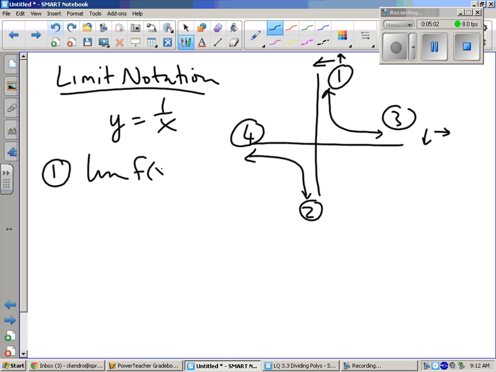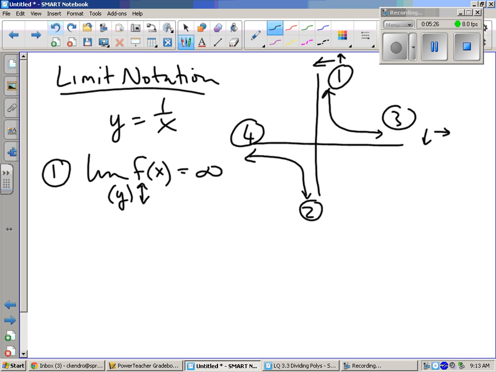Limit of f of x. Now that stands for the y, which stands for the up and down action of that arrow. So if you look at number 1, the up direction goes forever. It never stops. So the limit of f of x is infinity. There is no limit, but we have to give it a limit, so we call it infinity.